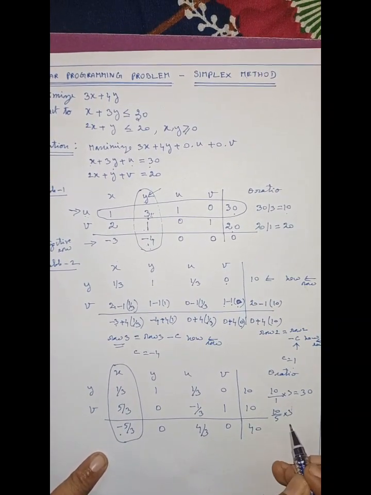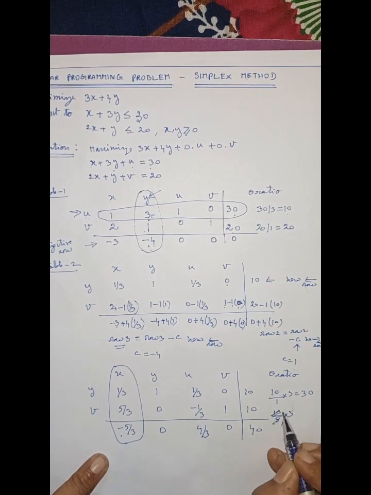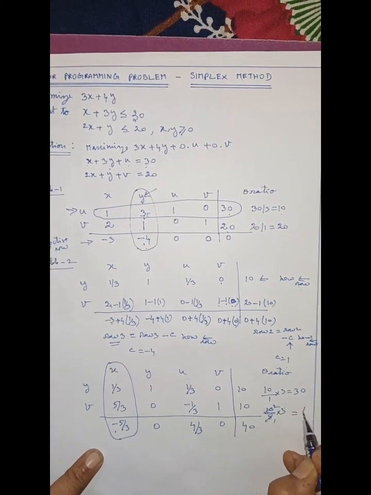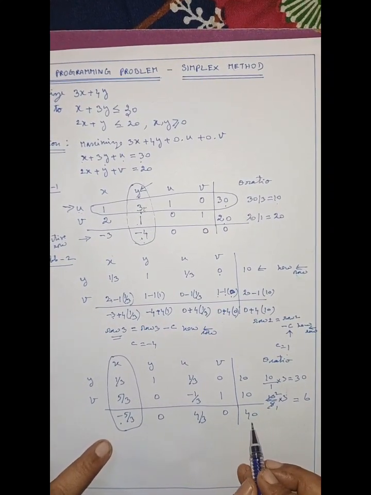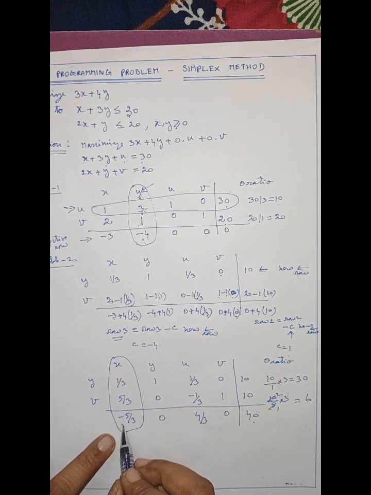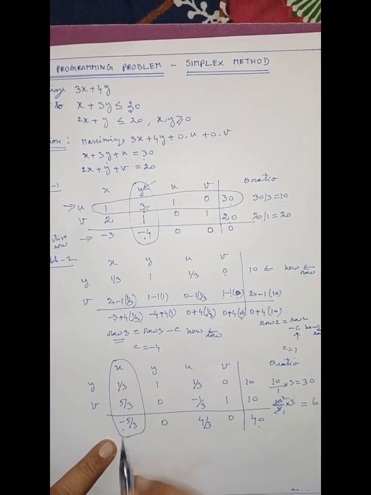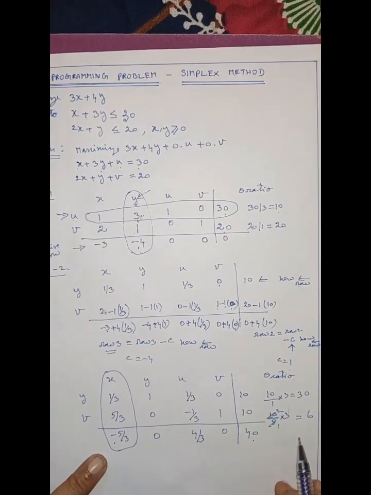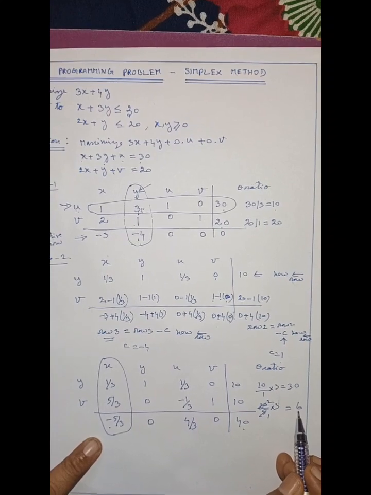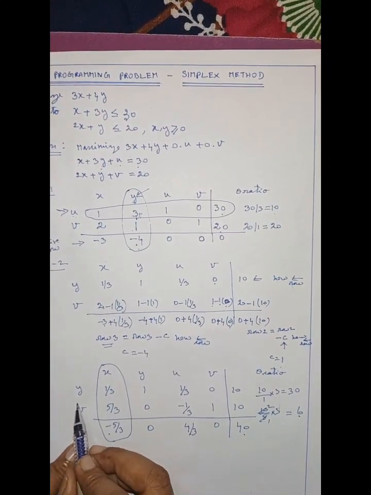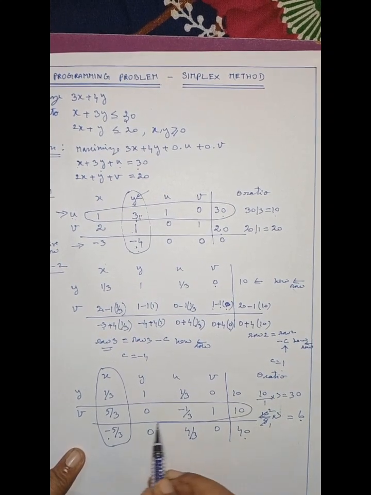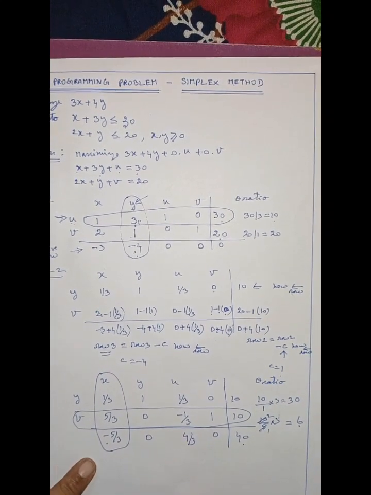And the next one is 10 divided by 5 by 3. It can be written like this. So if you simplify, you will be getting 6. 6 is the theta ratio here. Theta ratio need not be calculated for the last row because a negative value is available in the pivot column. Now identify the row with the minimum theta ratio. 6 is the minimum theta ratio, so this row is identified as the pivot row.